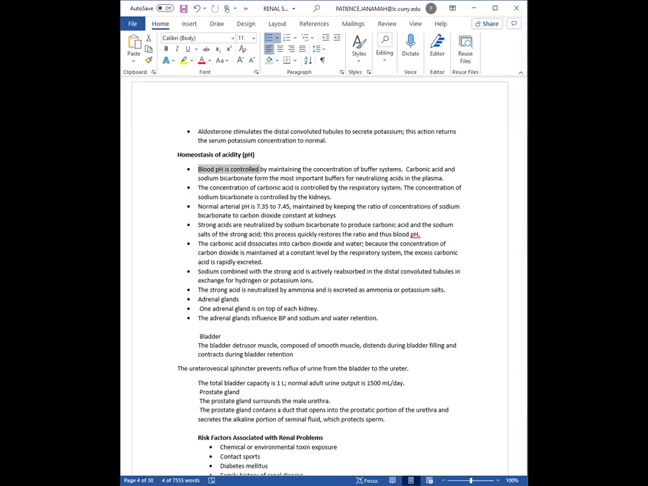So the strong acid is neutralized by ammonia. If you remember the buffer system back in school, you will know that we have ammonia in the formula as well. And ammonia or potassium salts, which is excreted from the adrenal glands. That's why I don't want to go into detail for that one, because it's going to make us go back to look at our glands and the kind of hormones they all secrete.